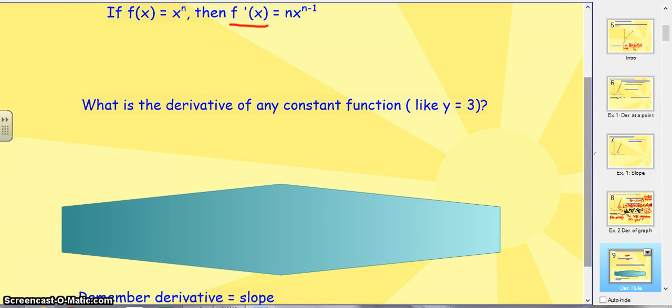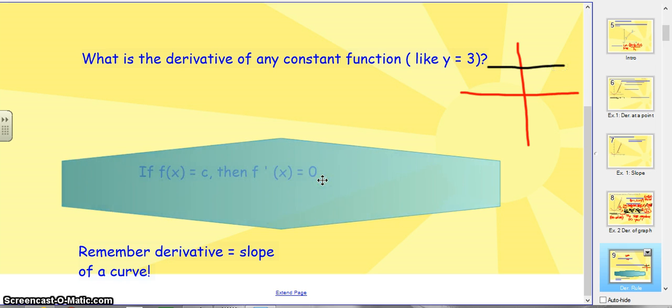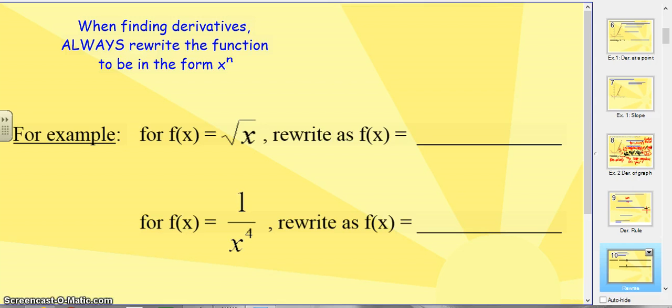What do you think the derivative of a constant function is? Like y equals 3. Think about it. I have a graph, y equals 3. What's the slope of that? If it's any kind of number, the slope is 0. Remember, the derivative is the slope of the curve. Okay, so let's try some examples.